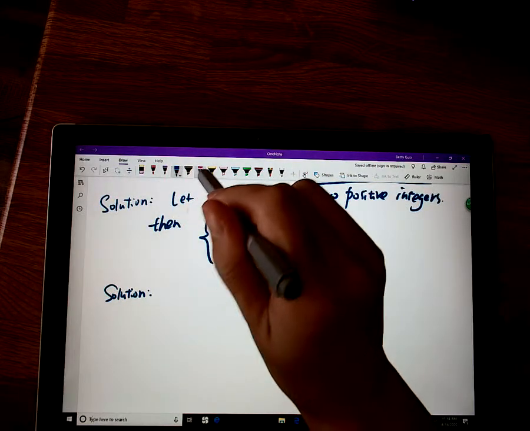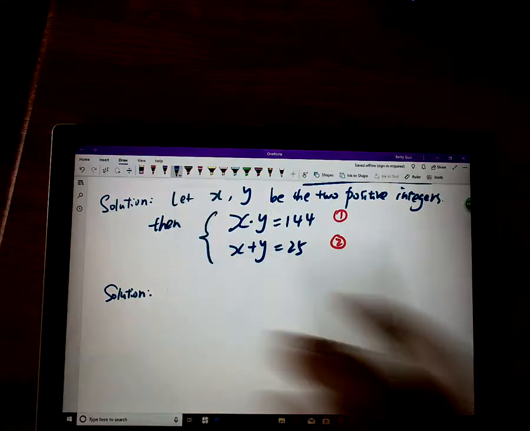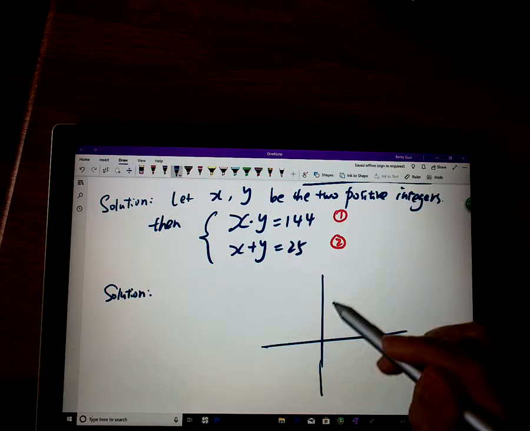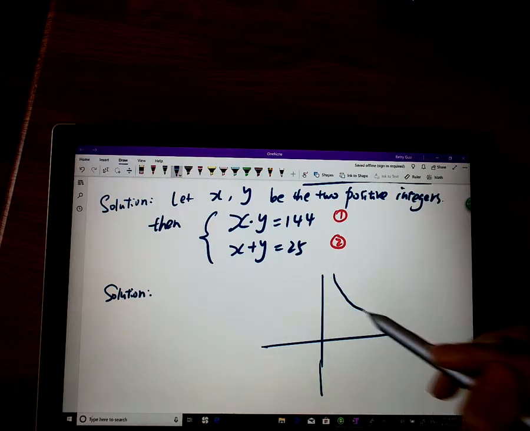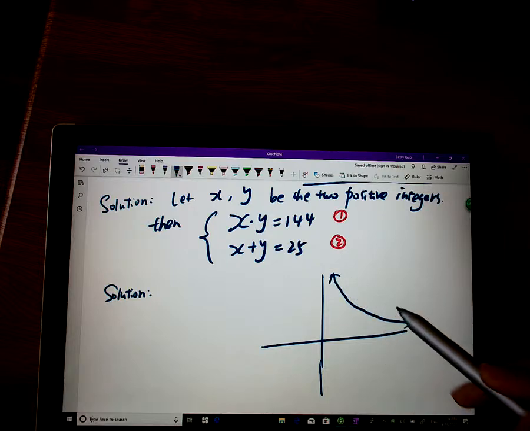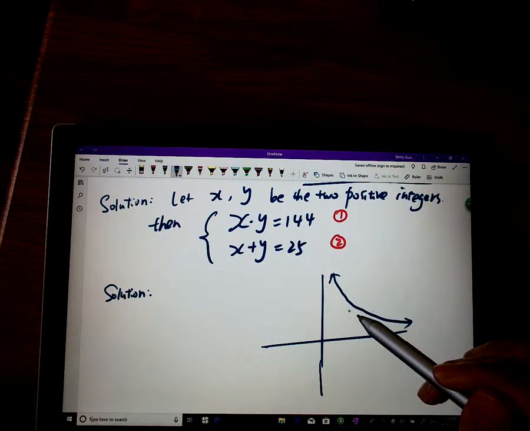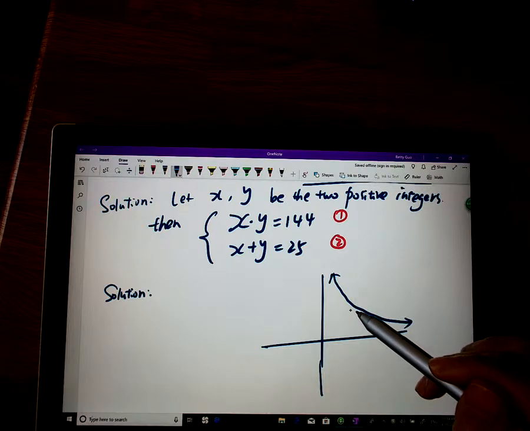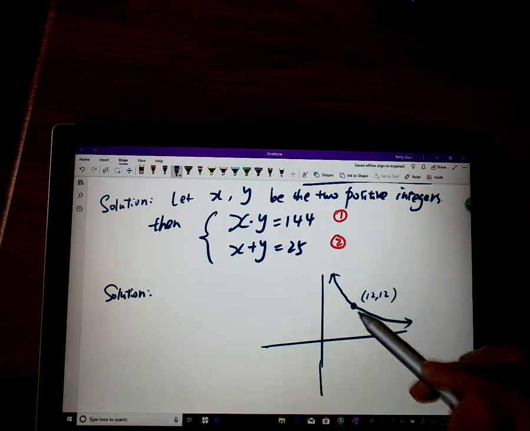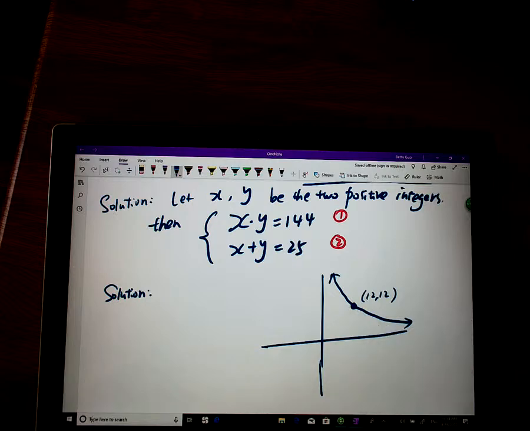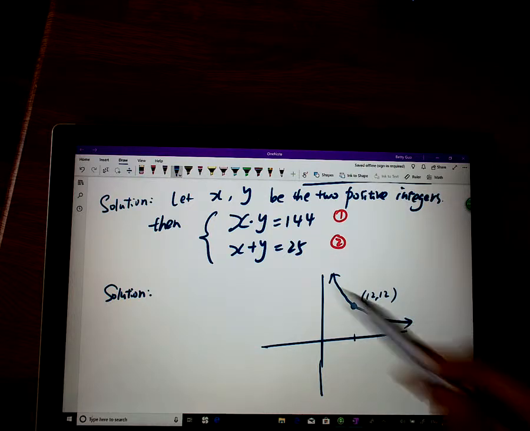If you want to graph it, you would see something like this, okay? The graph of the hyperbola, because both x and y are positive, is a decreasing curve like that. And x plus y equals 25. This number is 12, this is 24. 25 is about here.